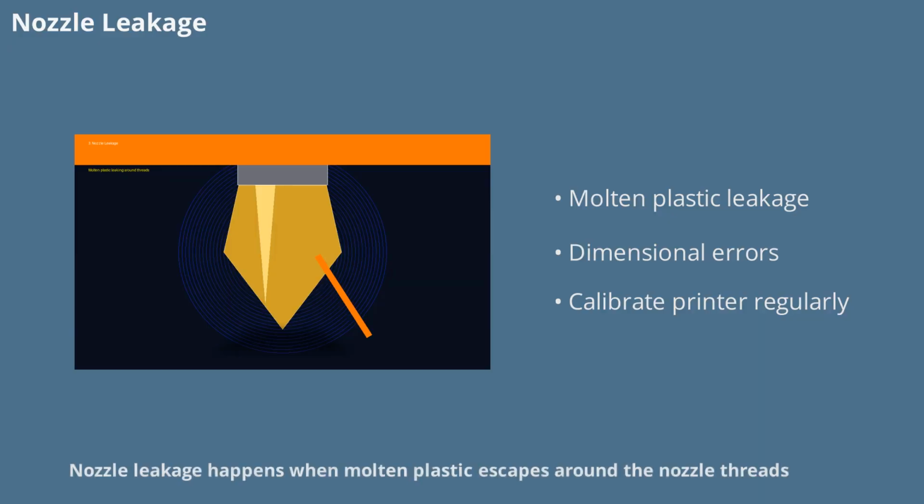Nozzle leakage happens when molten plastic escapes around the nozzle threads. This can be caused by improper temperature settings, wet or low-quality filament, incorrect print speed or retraction, and poor maintenance. The effects are similar: poor surface finish, weak layer bonding, print failures, and dimensional errors. To fix this, clean or replace the nozzle, use dry filament, optimize print parameters, and calibrate your printer. Preventing leakage is essential for maintaining clean prints and avoiding wasted material.